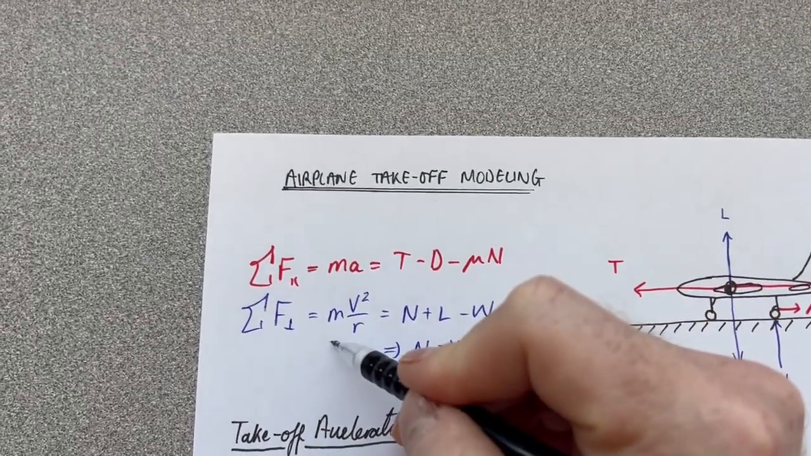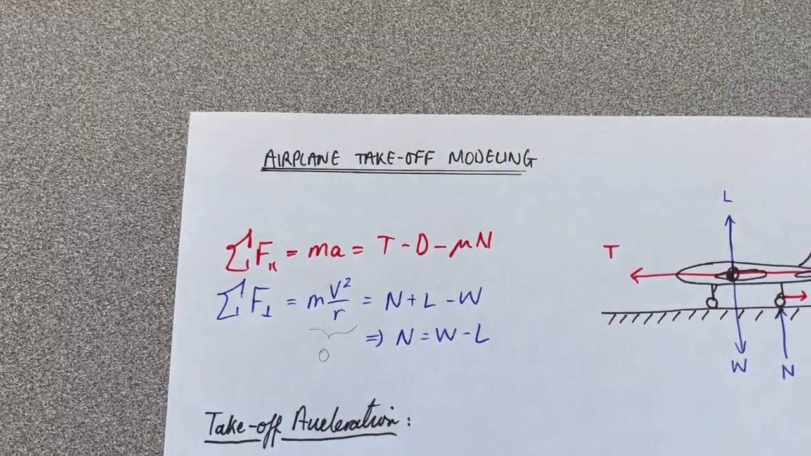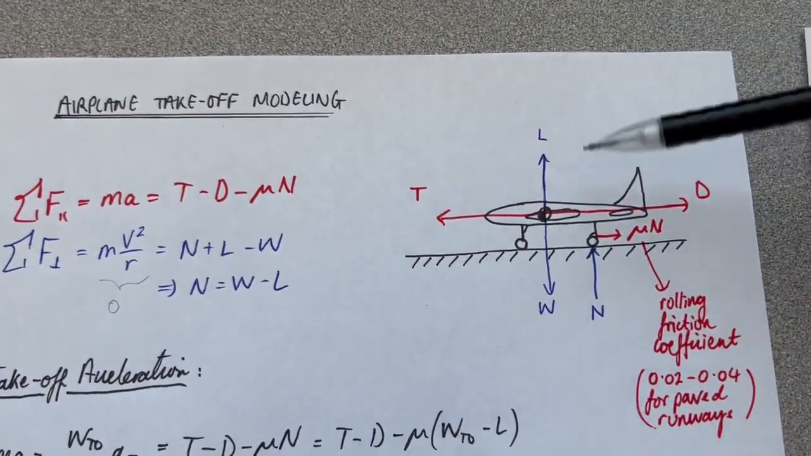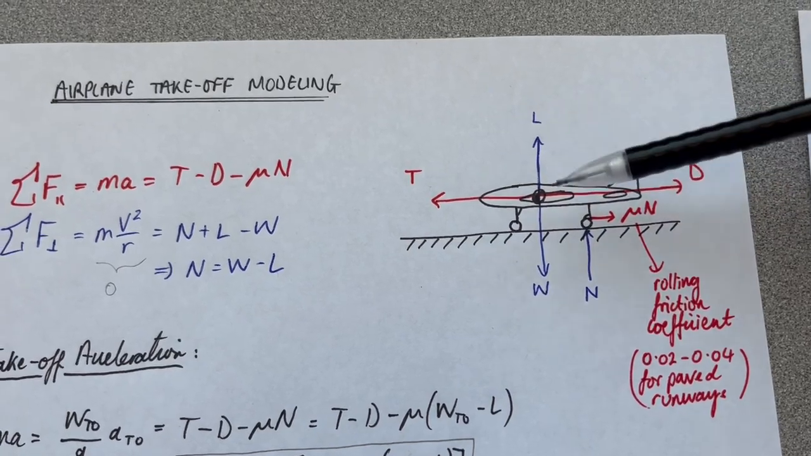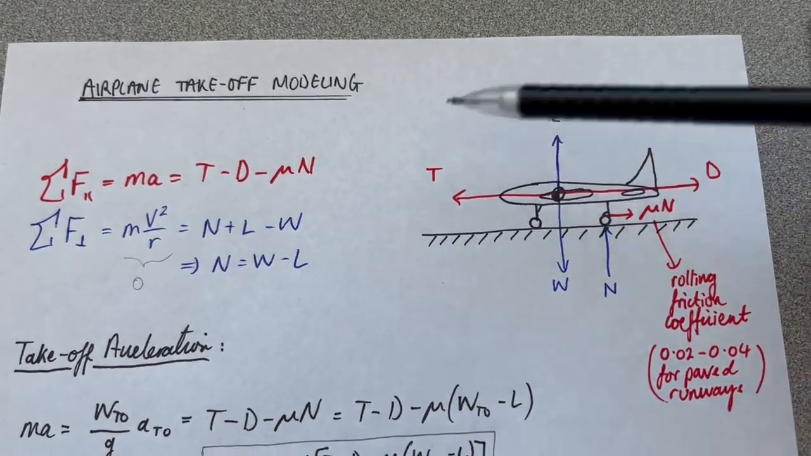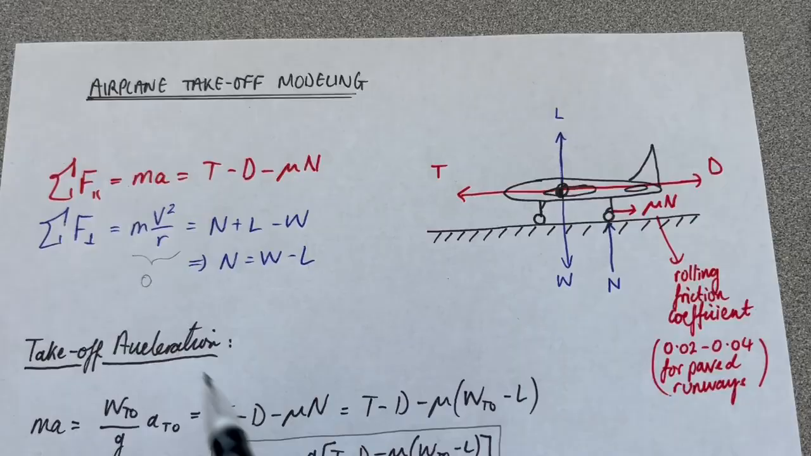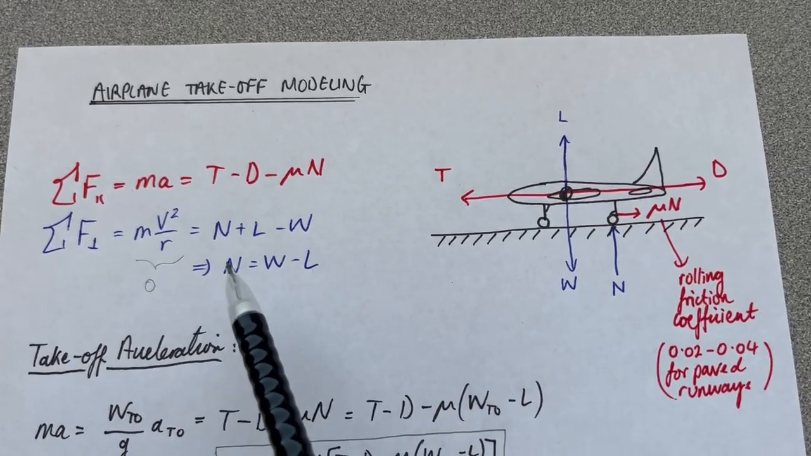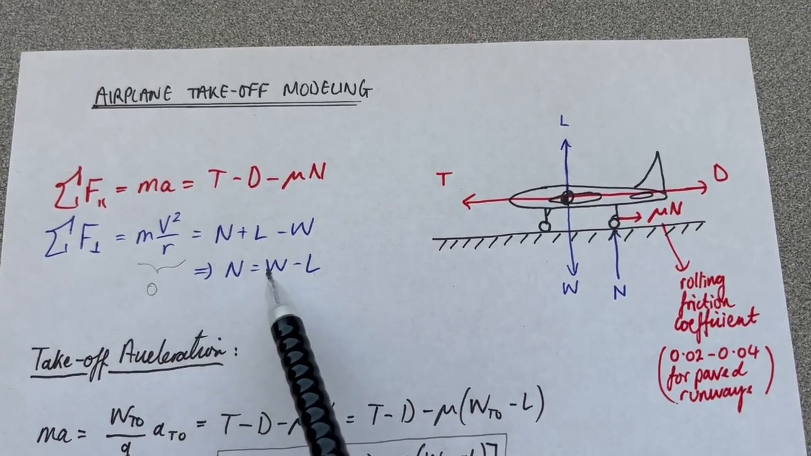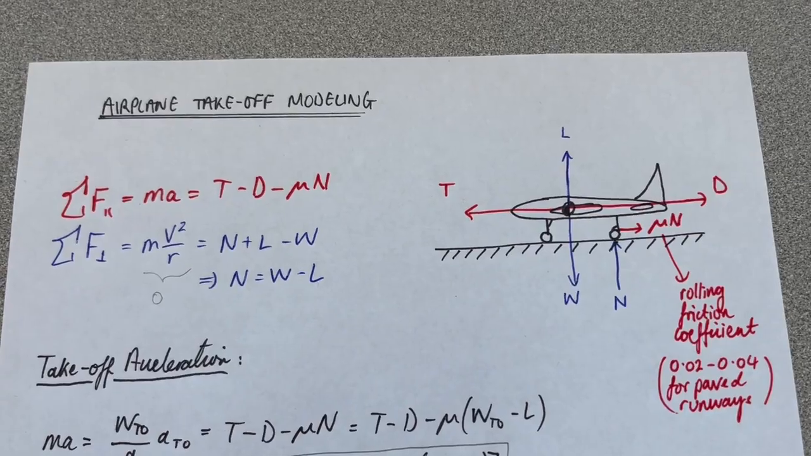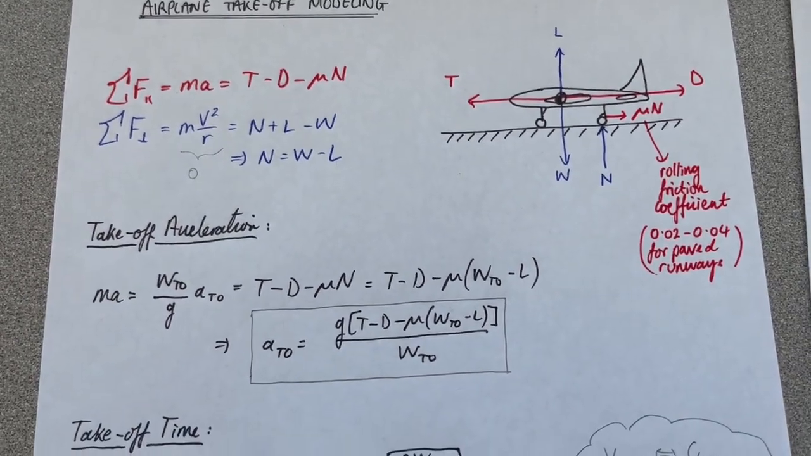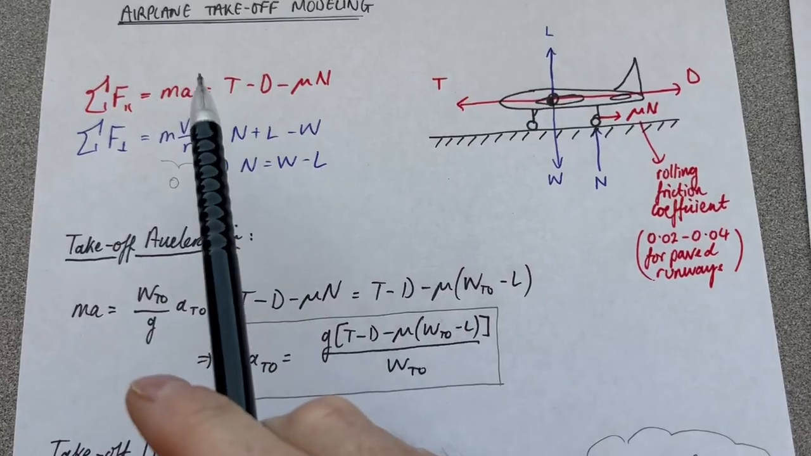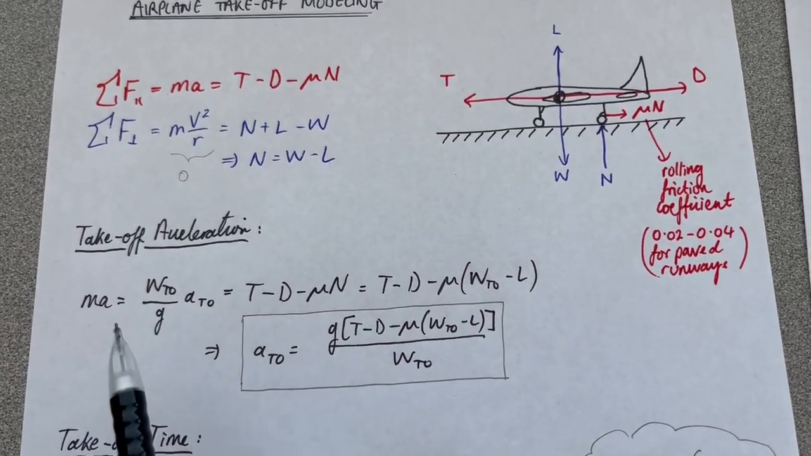So let's just go ahead and label that. And so we have positive N, normal force, positive L, lift force, negative W equals 0, and therefore we can rearrange this equation to give us the normal force, which is just the difference between the weight and the lift. So from there we can model the takeoff acceleration just using the first equation up here.